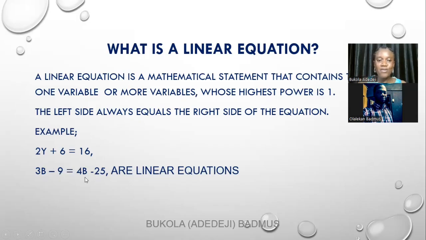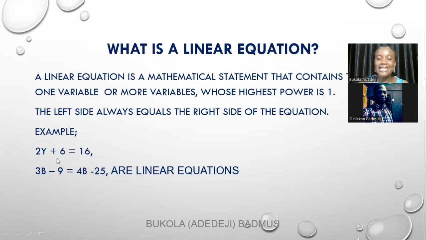3b minus 9 equals 4b minus 25. This is also an equation. It means that once you know the value of your variable, which is b, and you multiply it by 3, then subtract 9 from it, you will get the value on the right hand side. You will get 4b minus 25. Knowing the value of your b, once you multiply the b by 4 as well, and then you subtract 25 from it, whatever answer you get on the left hand side must be the same as the right hand side for the equation to be balanced.